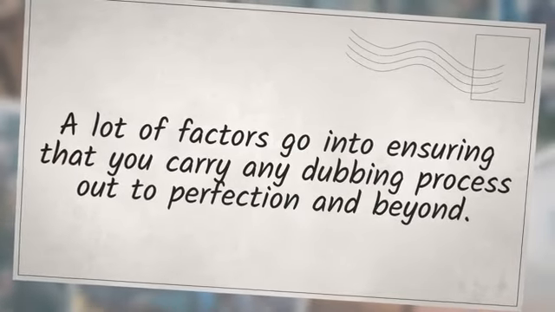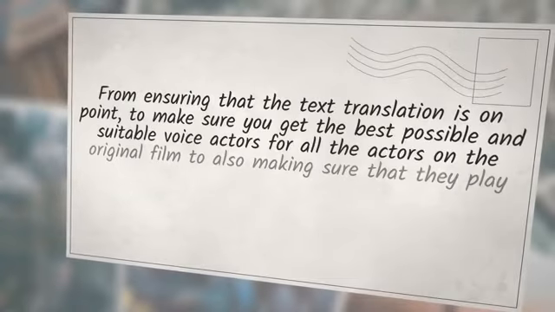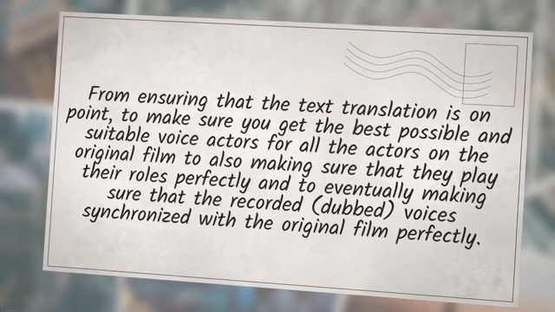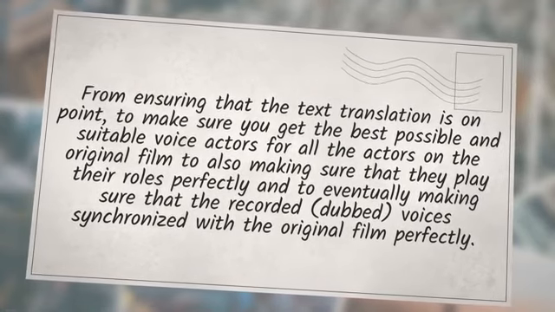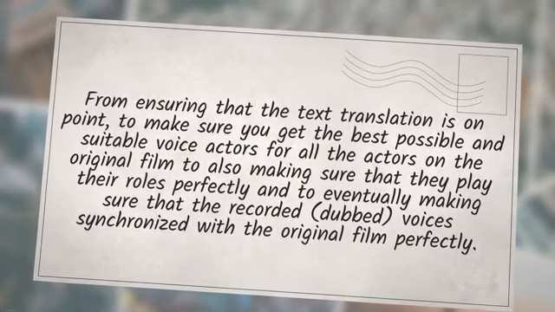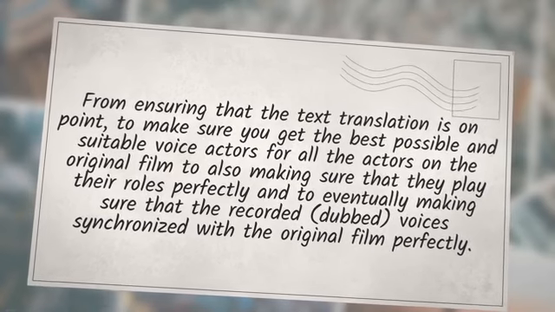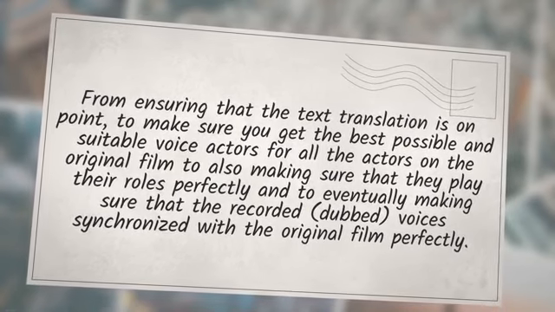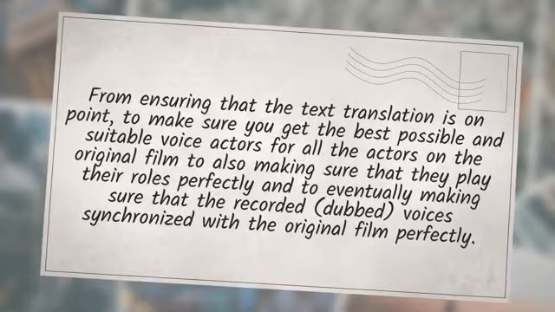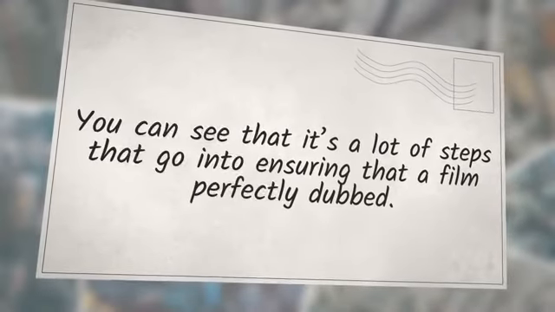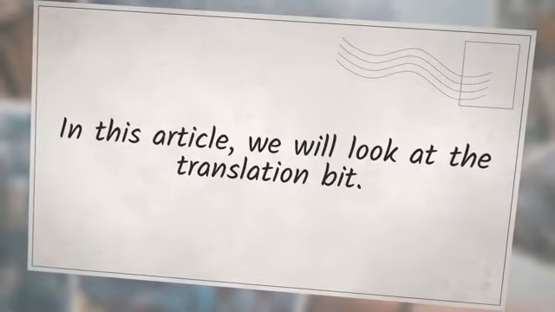A lot of factors go into ensuring that you carry any dubbing process out to perfection and beyond. From ensuring that the text translation is on point, to making sure you get the best possible and suitable voice actors for all the actors on the original film, to also making sure that they play their roles perfectly, and to eventually making sure that the recorded, dubbed voice is synchronized with the original film perfectly. You can see that it's a lot of steps that go into ensuring that a film is perfectly dubbed. In this article, we will look at the translation bit.